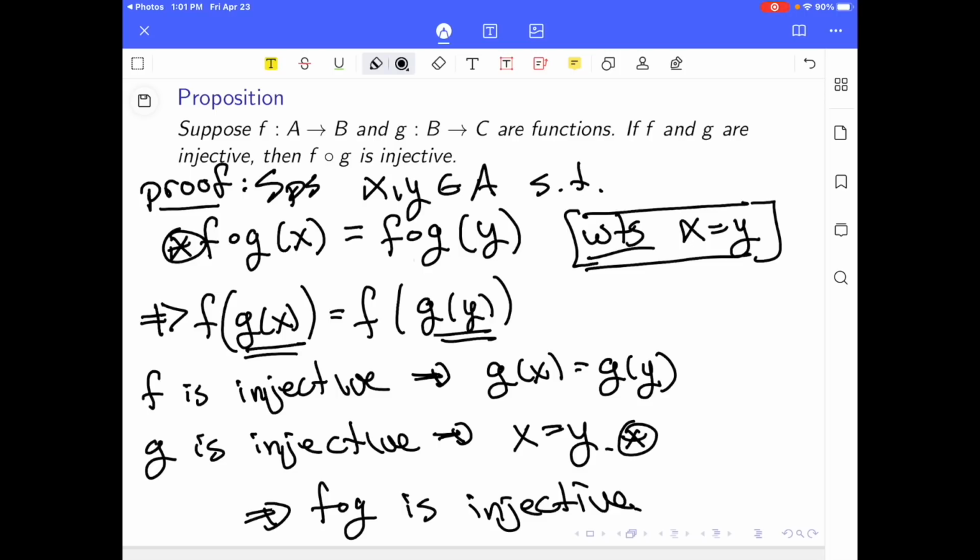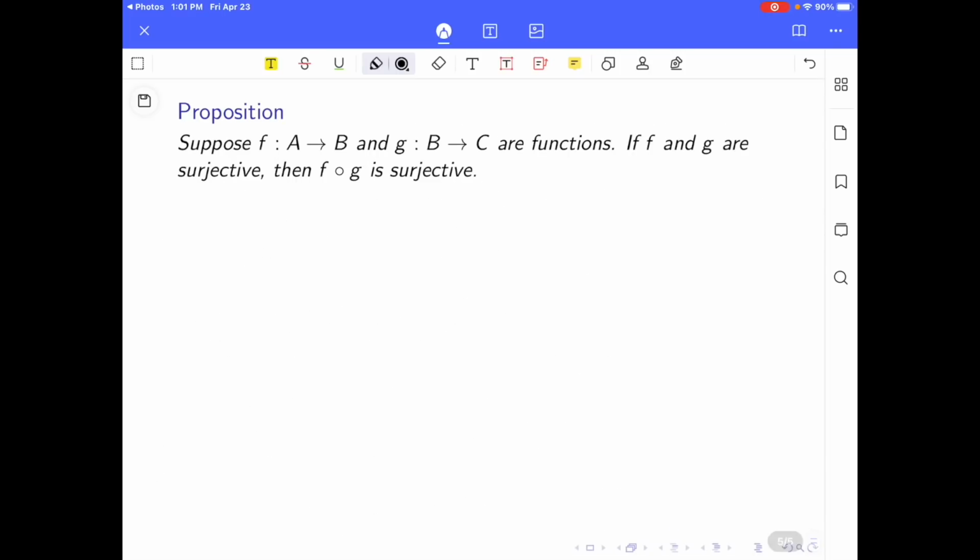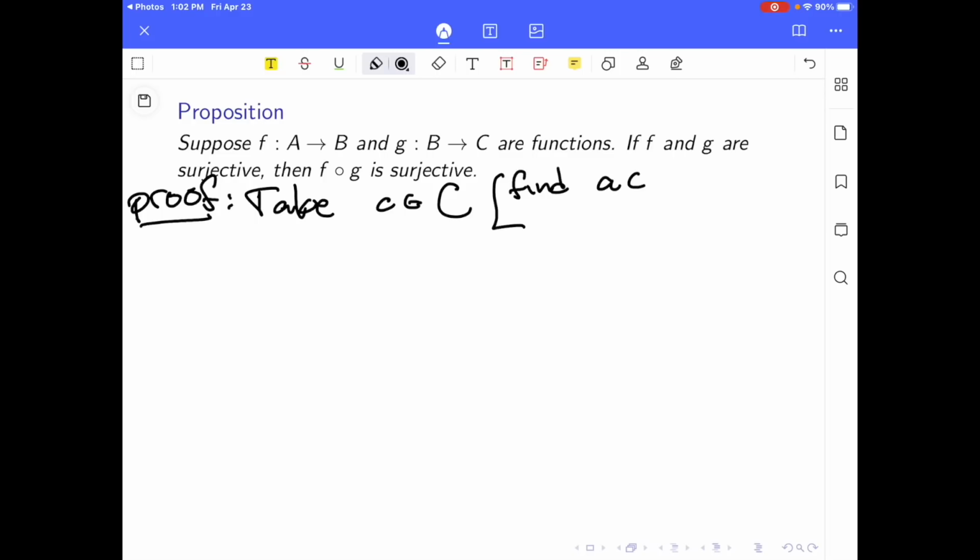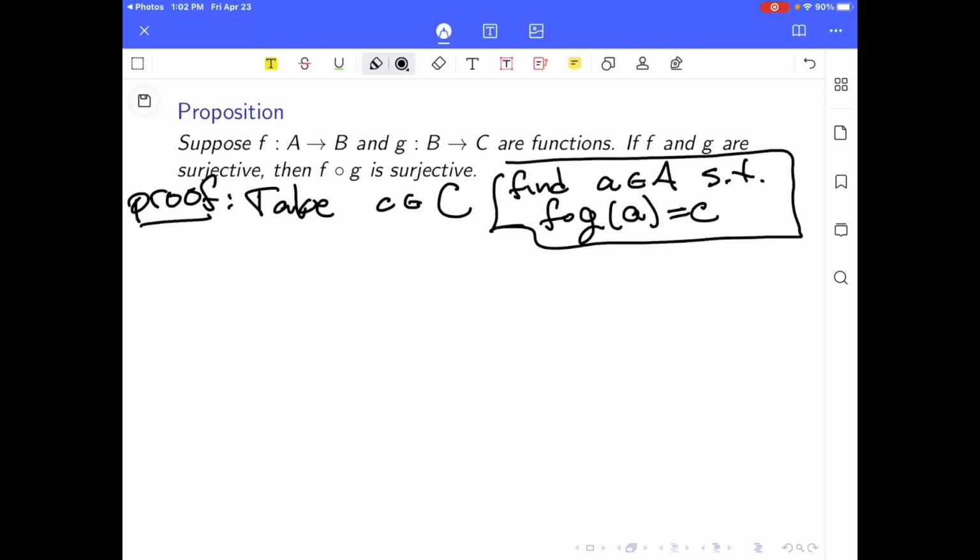So now let's prove a companion result having to do with the surjectivity of F and G. Here we'll suppose that F and G are surjective functions and then show that F composed with G is surjective. So let's see how we can do that. Let's start by taking an arbitrary element from the target space of F composed with G. Let's take, we'll call it little c in our set capital C. And then let's recall what we need. We want to find some little a in capital A such that F composed with G evaluated at little a equals little c. That's what it takes to show that this is surjective.